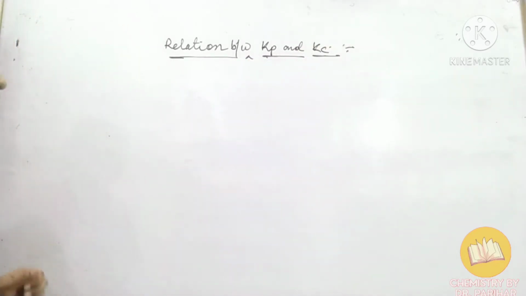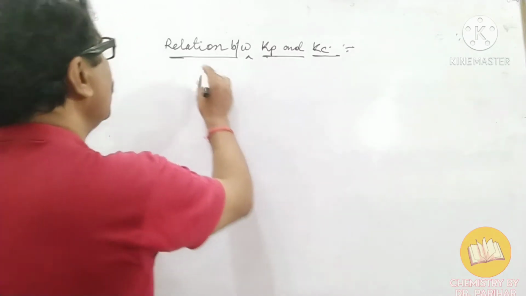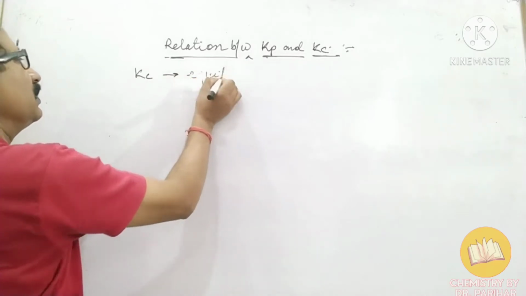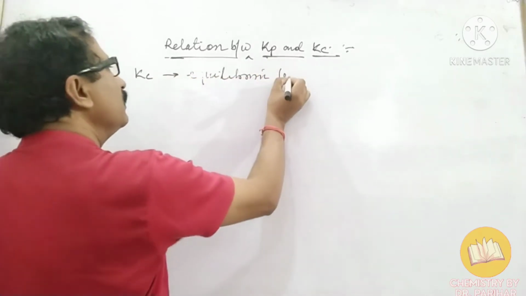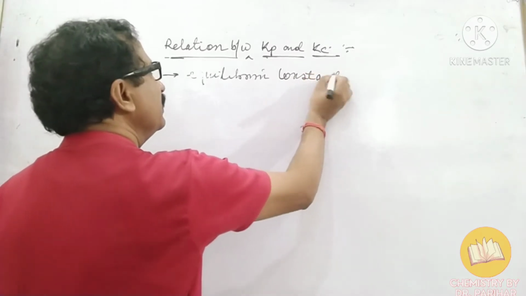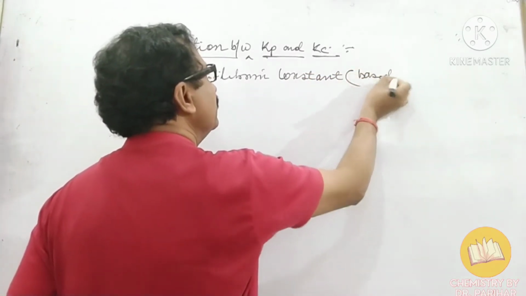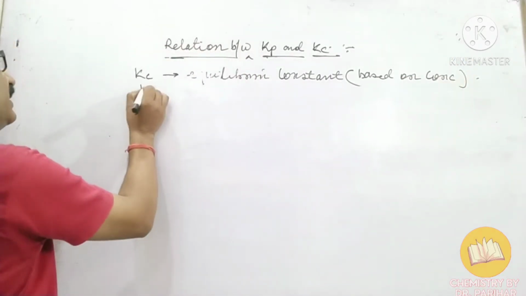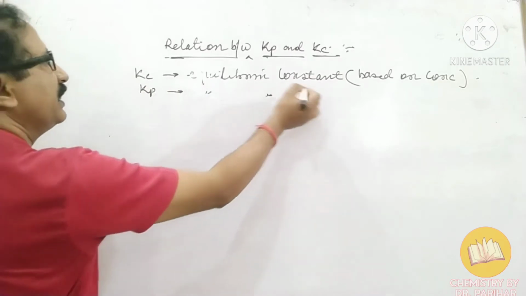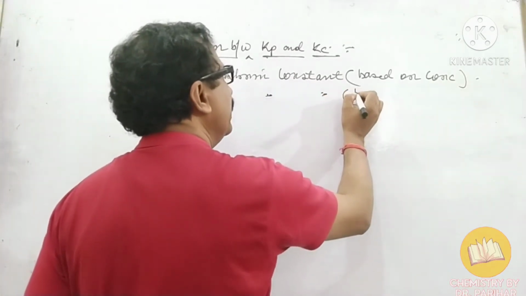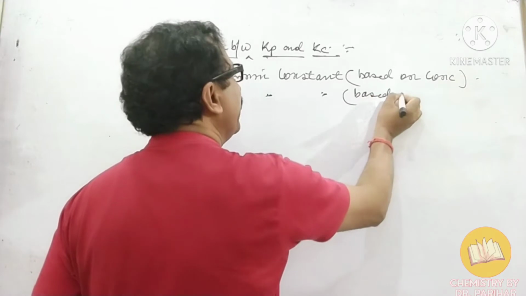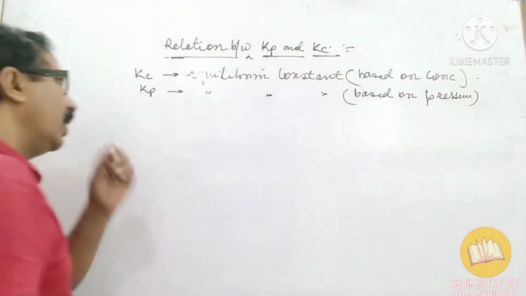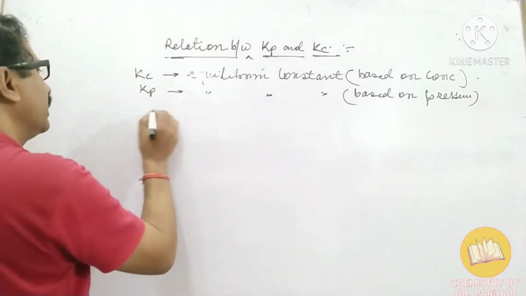As you know well, Kp is also an equilibrium constant and Kc is also an equilibrium constant. Kc is based on concentration; its value is based on concentration. And for Kp, this is also an equilibrium constant and its value is based on pressure. Okay, now to decide the relation, consider the given reaction.